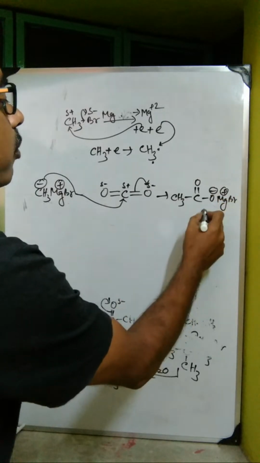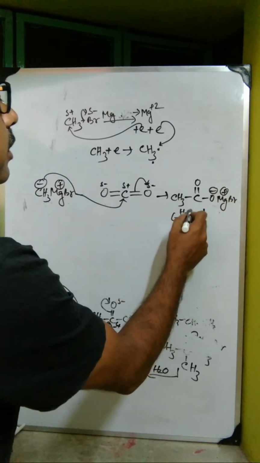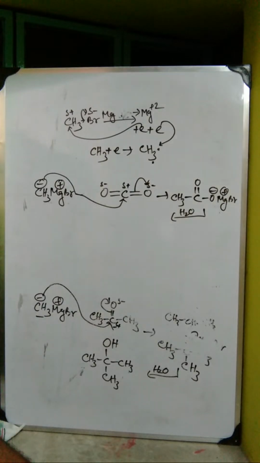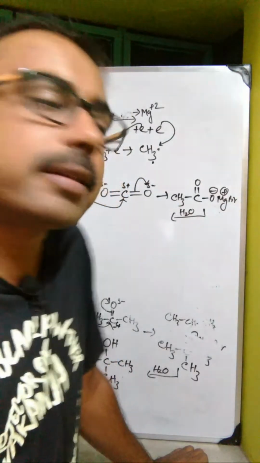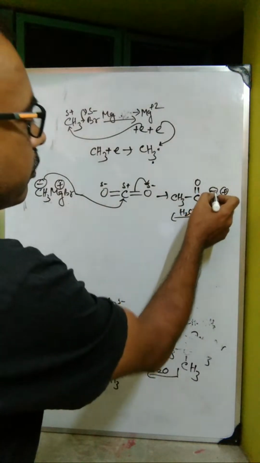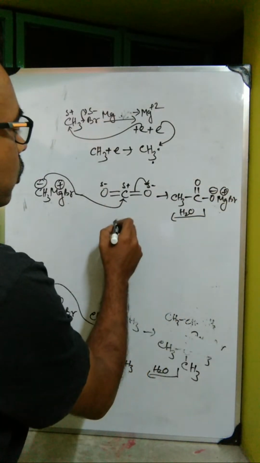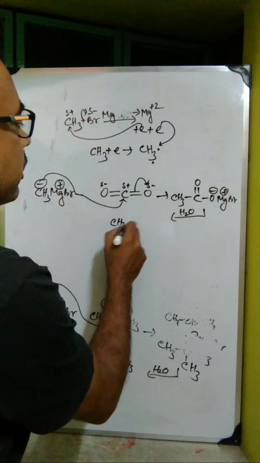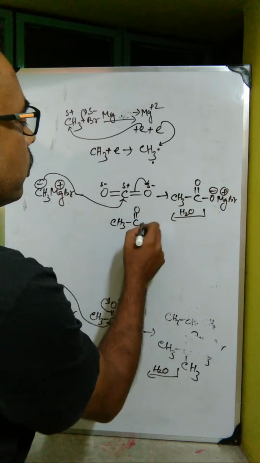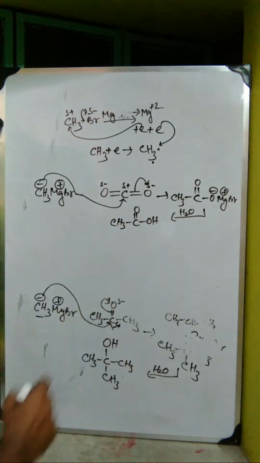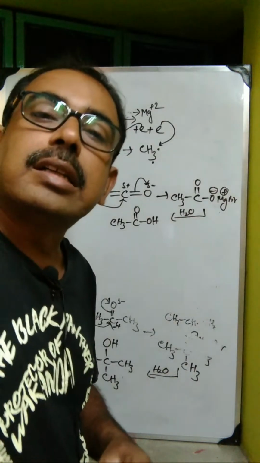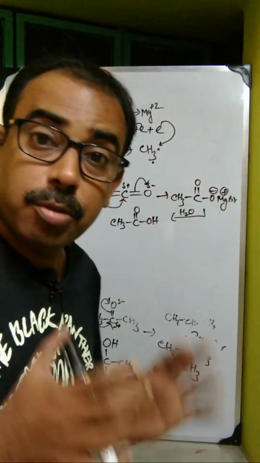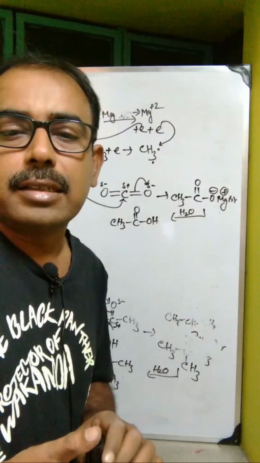Now when H2O is added, it dissociates into H plus and OH minus, and the H plus is abstracted by the O minus to form CH3, C double bond O, single bond OH. Now you know what this is. This is acetic acid. So when Grignard reagent is treated with carbon dioxide, acetic acid is formed.